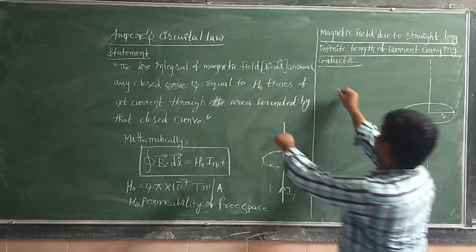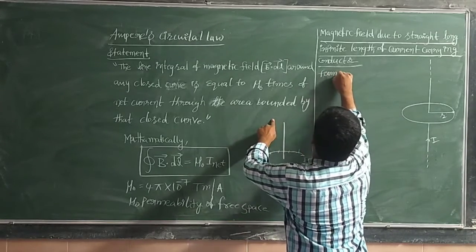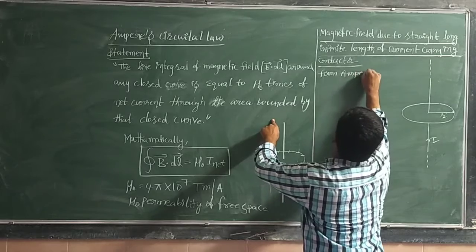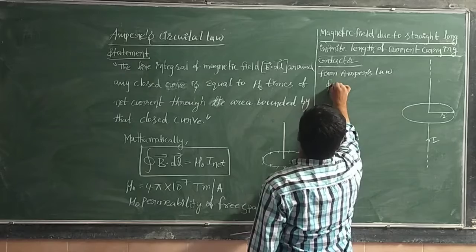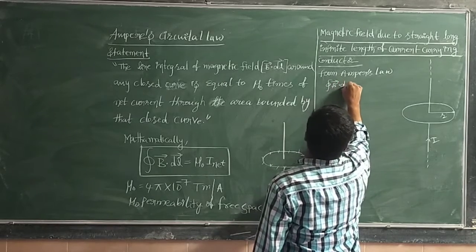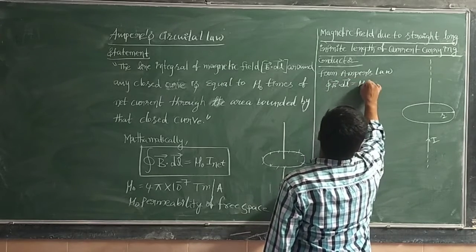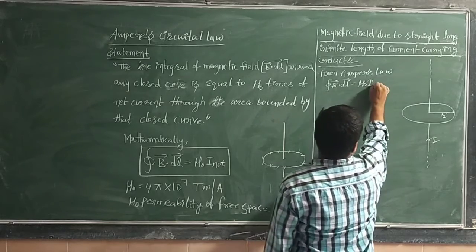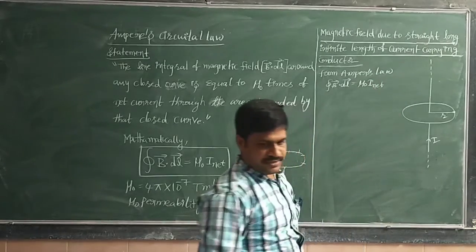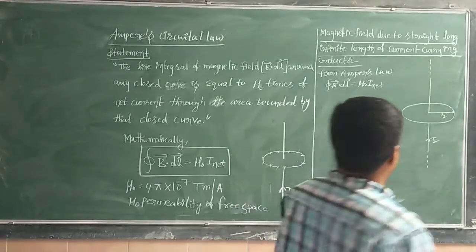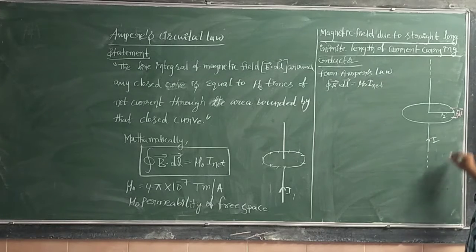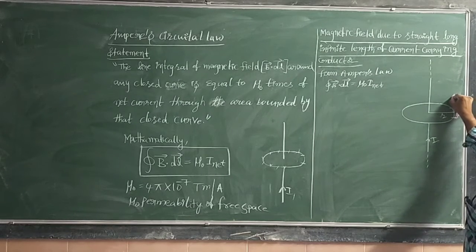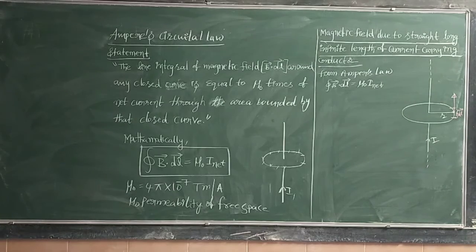Now to find this out, from Ampere's law, what is Ampere's law? Line integral of B bar dot dl bar is equal to mu naught into I net. We can take I net. You are observing this part. This is the small element, that is dl. What is the direction of dl? Direction of dl is like this.